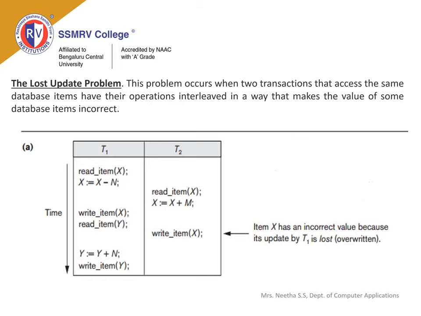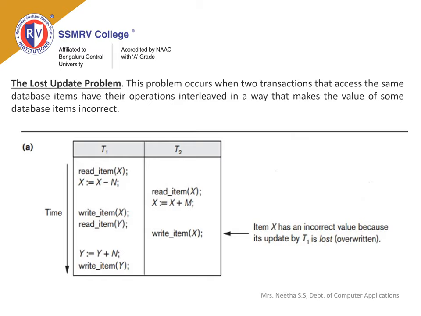So what is the lost update problem? This problem occurs when two transactions that access the same database items have their operations interleaved in a way that makes the value of some database items incorrect. That means this problem occurs when one user's update is overwritten by another user. Please understand this: the update operation of one user is overwritten by another user. We call it the lost update problem. We also call it a write-write conflict.